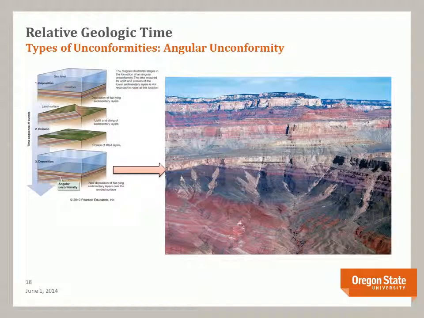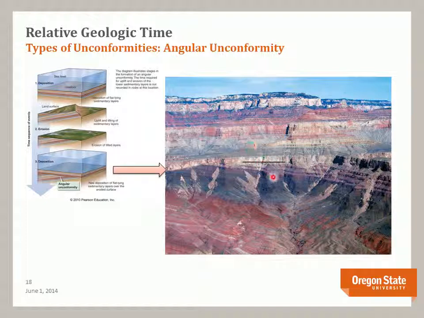This is shown here for the Grand Canyon. Here are tilted sedimentary rocks. Overlying those are the horizontal sedimentary rocks that are younger. And this arrow points at the angular unconformity, which marks the periods of tens of millions of years of lost geologic time for this area.